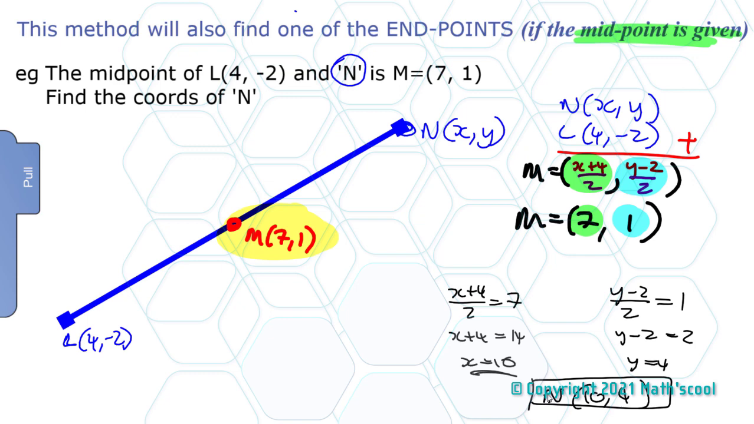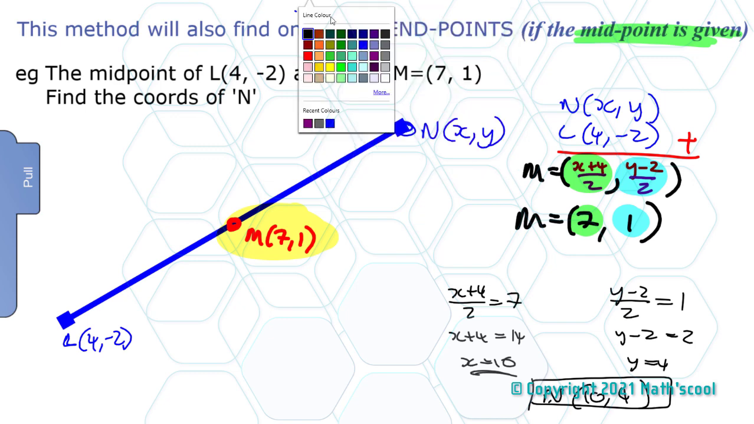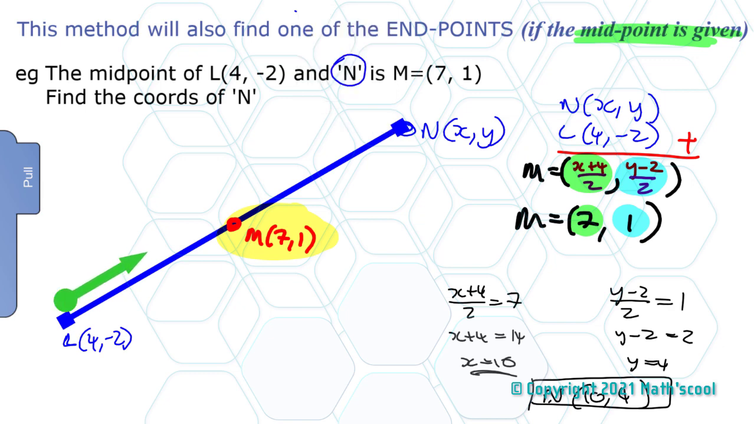We didn't know one of the endpoints, so we called it x comma y. I don't think that's my favoured method for doing this question. I think I would prefer to do it using vectors. So I would look at this vector here.